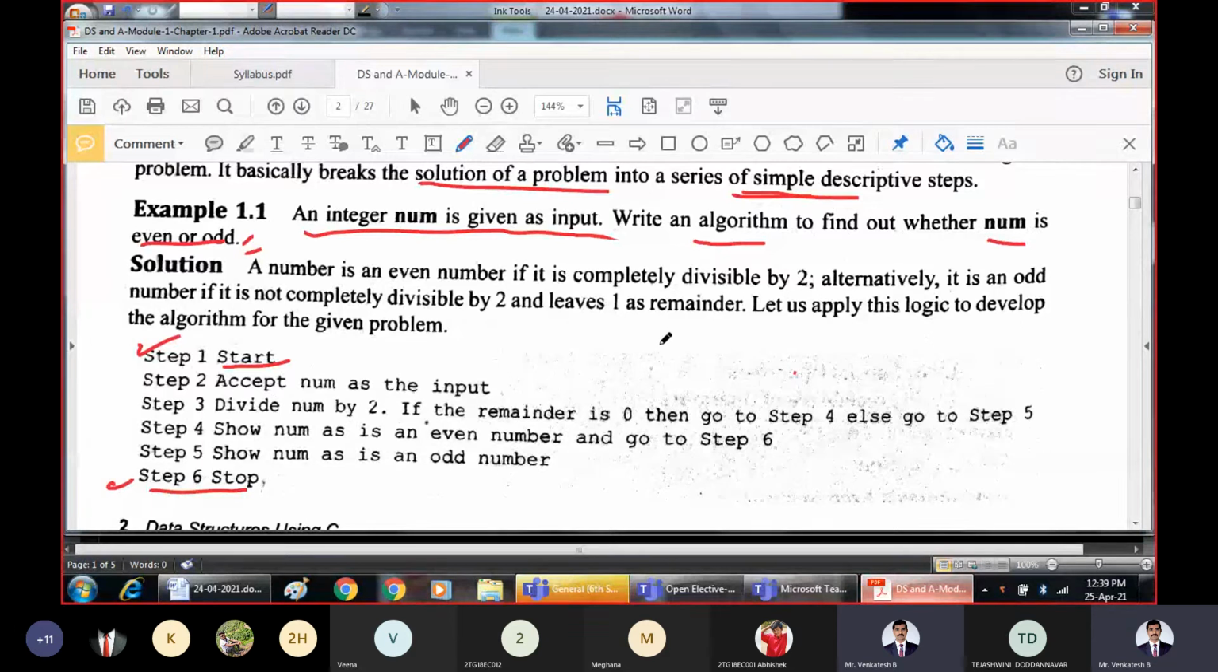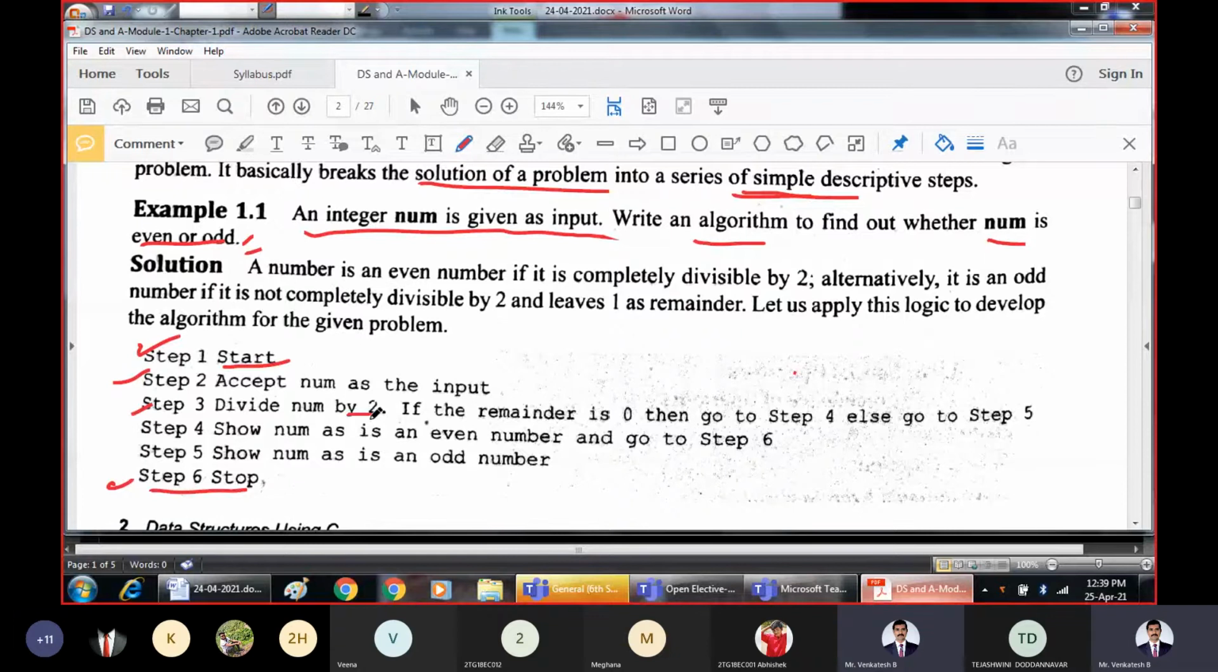And what is the first step? If you want to find whether the number is odd or even, you should have that number. So what is step 2? Accept the number as an input. Ask the user to provide the number, so that he can take that number and do the operations to find whether it is even or odd. What is the next step?